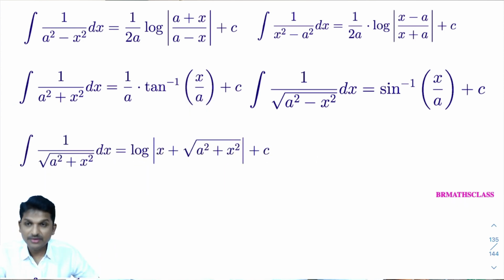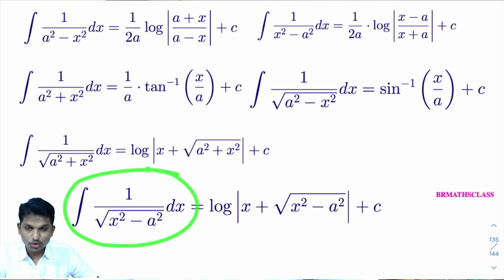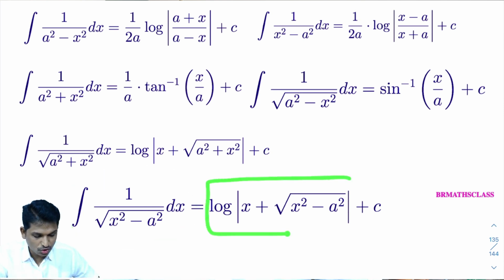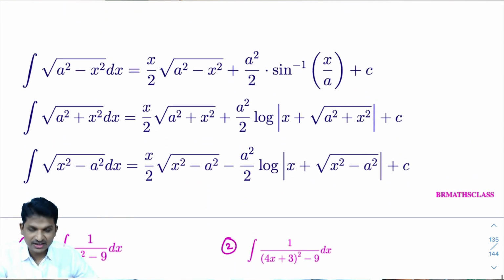Now see this one, the fifth: integral of 1 divided by root over a square plus x square dx is log mod x plus root over a square plus x square plus c. Now the sixth one, integral of 1 divided by root over x square minus a square dx is log mod x plus root over x square minus a square plus c. These are the 6 results we derived in last class, and you need to memorize all these formulas. Along with this, another 3 formulas are there.